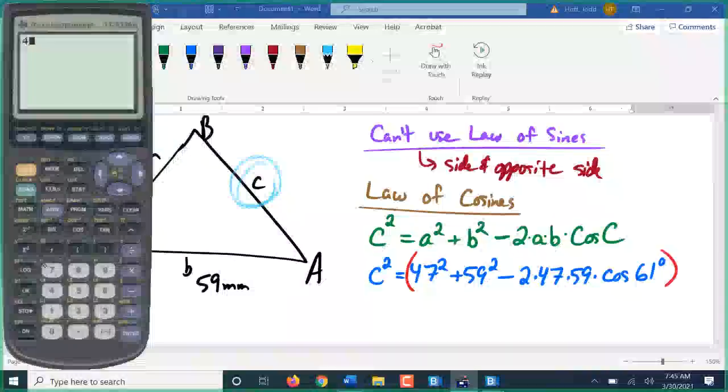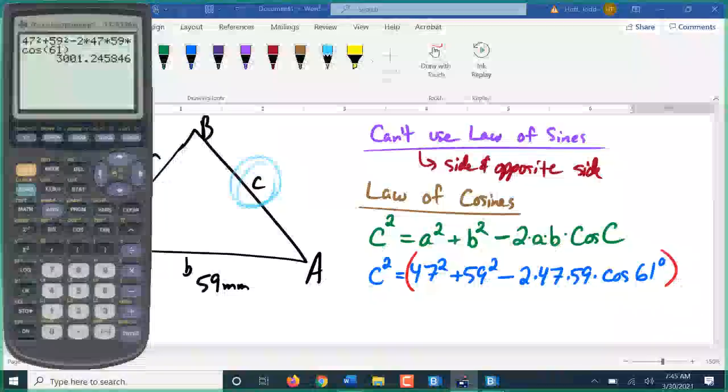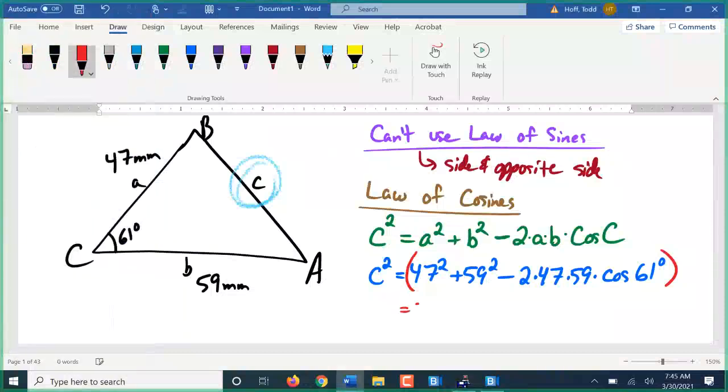So 47 squared plus 59 squared minus 2 times 47 times 59 times the cosine of 61 degrees. 3001.24. Remember that c squared equals 3001.24. So to find c, we still have to square root.